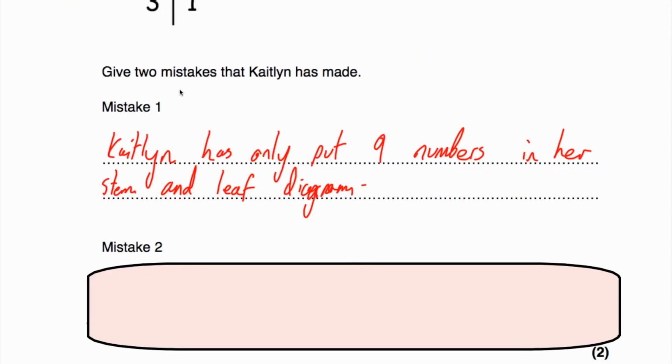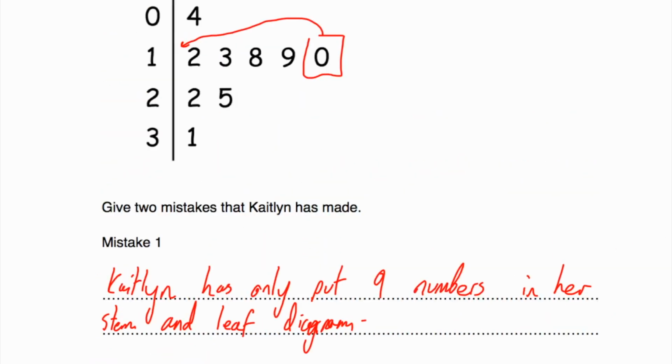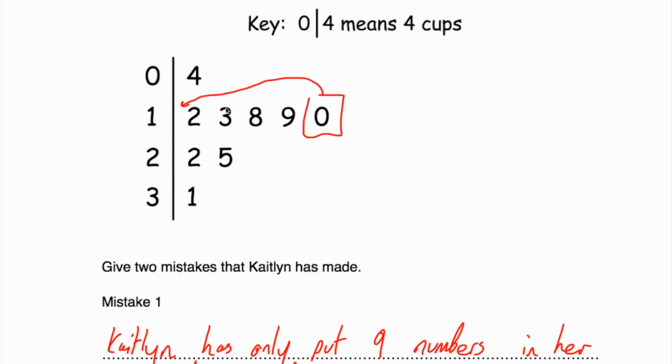So let's write that down. The first mistake is Caitlin has only put 9 numbers in her stem and leaf diagram. There should be 10. And the second mistake is the second line should be in order with the 0 first. So in other words, she should have 10 and then 12 and then 13 and then 18 and 19. So that 0 should go first in terms of the leaves. And that's it. So there's the 2 mistakes that Caitlin made.